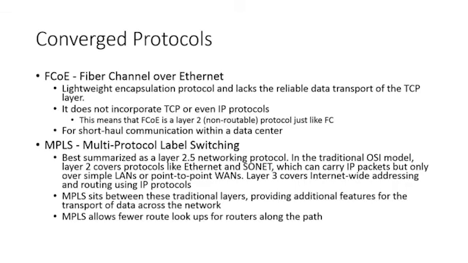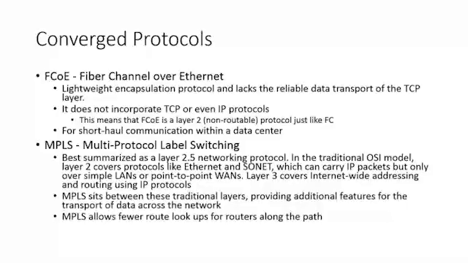So in the traditional OSI model, layer 2 covers protocols like Ethernet, like we talked about, and SONET, which can carry IP packets, but over simple LANs or point-to-point WANs. Layer 3 covers internet-wide addressing and routing using IP protocols, and we know layer 3 is responsible for our routing. So MPLS sits between those 2 layers. We've got 3 and 2, and MPLS right in here, about 2.5. This provides additional features for the transport of data across the network.